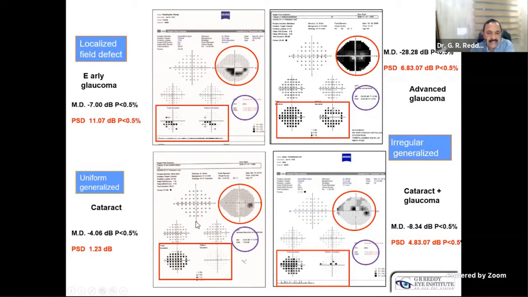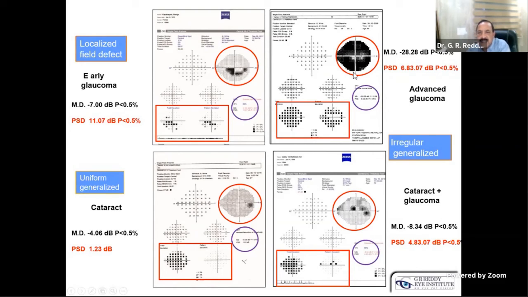Here you should appreciate, there is no irregular, uniform loss. Uniform loss, PSD will be uniform loss. In the grayscale, you are not appreciating any irregularity, and the pattern plot is also normal. When there is no irregularity seen in the grayscale, no scotoma in the pattern deviation probability plot, PSD will be non-significant. If the PSD is significant, it indicates there is a localized scotoma, which may be entirely localized, or a localized scotoma in an irregular generalized depression, or a localized scotoma in a uniform generalized depression.